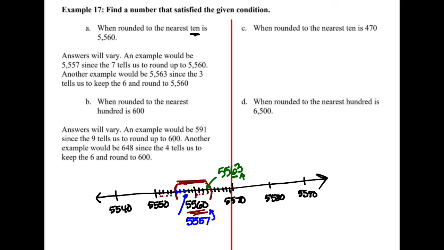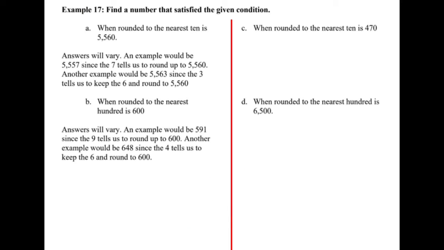So on B, let me start over with this here. All right, so when rounded to the nearest 100 is 600. Basically we want 600 to be our answer. The 100 before that is 500. The 100 after that is 700. We want everything that is halfway and just under halfway. So any of these numbers in here would all round to 600.